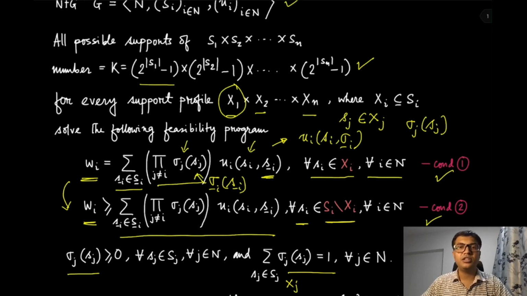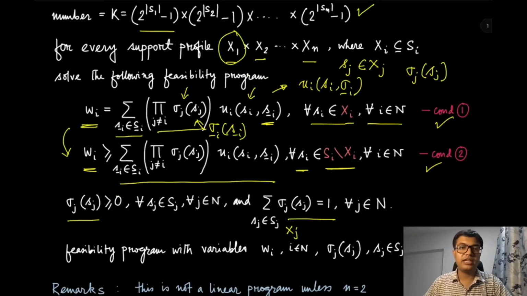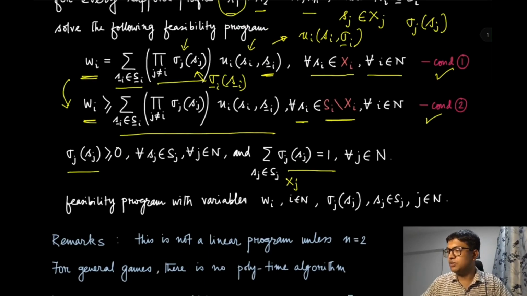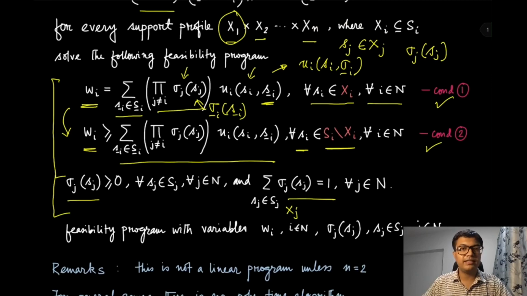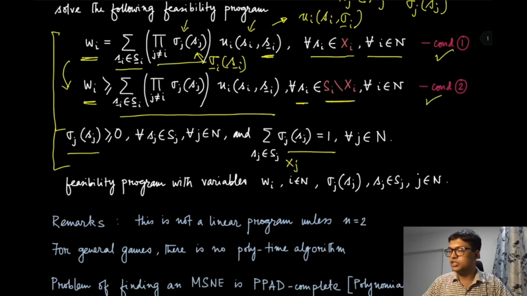And similarly, the whole support profile will be the product of all these terms. So this is not really the most efficient algorithm. In particular, even for a specific profile of supports, that feasibility program is not a linear program unless there are only 2 players. If there are 2 players, then there is essentially only one such variable. Otherwise, all these variables, the sigma j's, appear in the expression in product form. Therefore, it's a non-linear program, which is not very easy to solve.